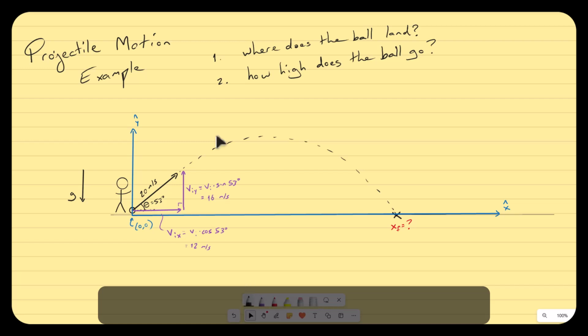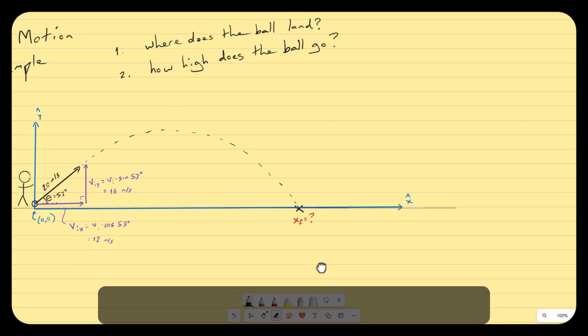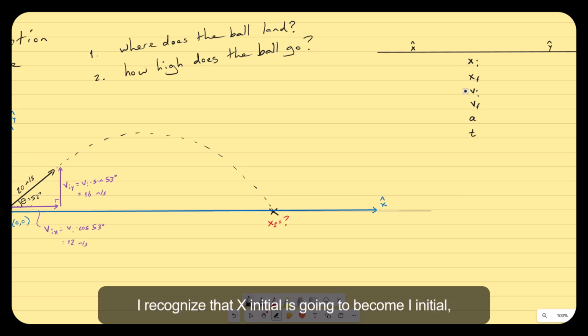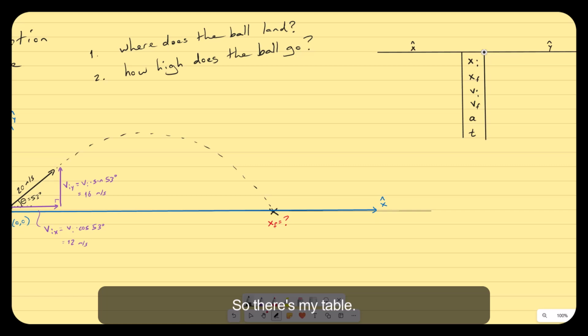So there's that. Now I'm going to set up my table. So I'm going to say x initial, x final, v initial, v final, acceleration, and time. Here's my x direction. Here's my y direction. When I'm plugging into my y direction, I recognize that x initial is going to become y initial, but that's pretty easy to work past. So there's my table. Now I'm going to start filling in values where I can.